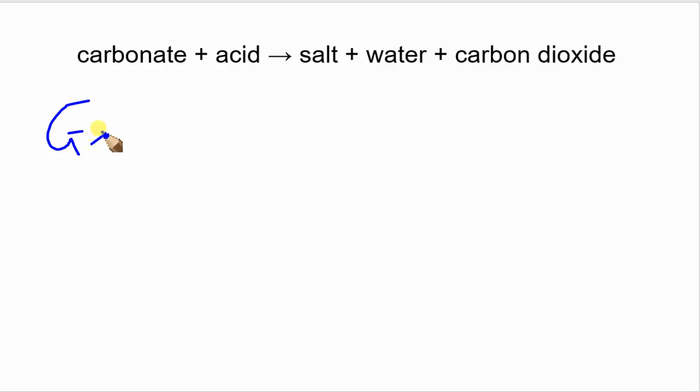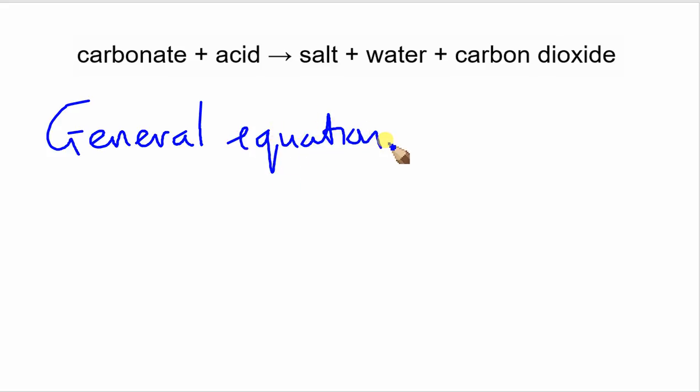So here we've got the general equation, and once again we have salt being produced. Naming that salt is exactly the same. Carbonate plus an acid makes a salt, and water and carbon dioxide gas.